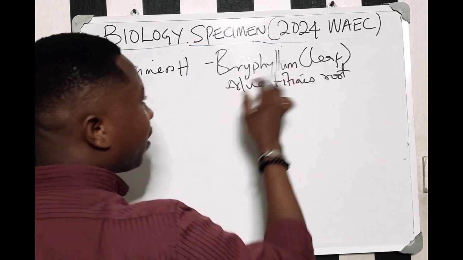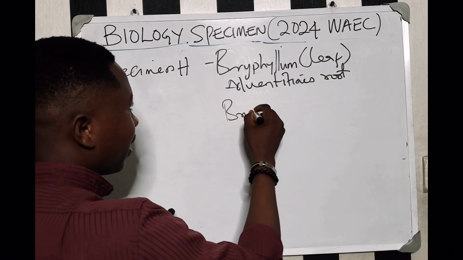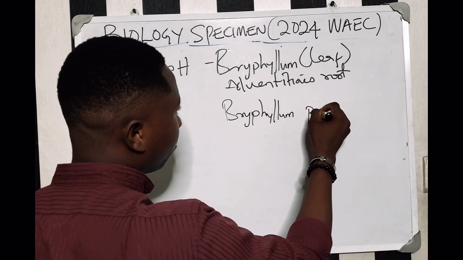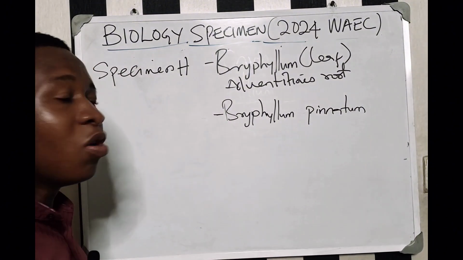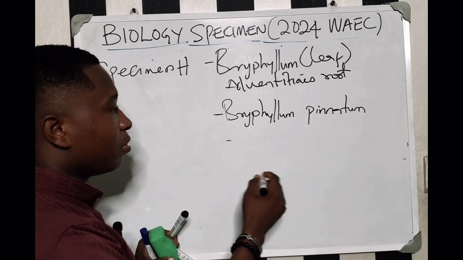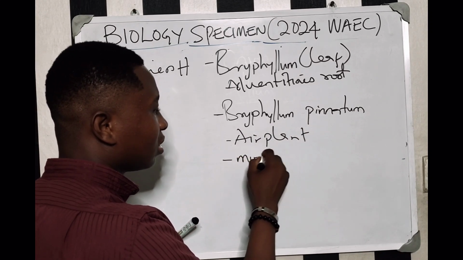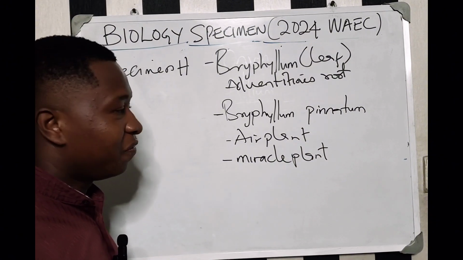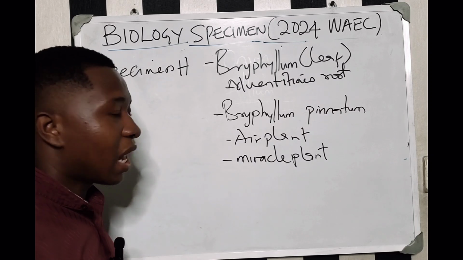Now the scientific name for Bryophyllum leaf is Bryophyllum pinnatum. Now this plant is almost everywhere. The common name is the air plant. Some people know it as the miracle plant. It is a soft tissued plant.